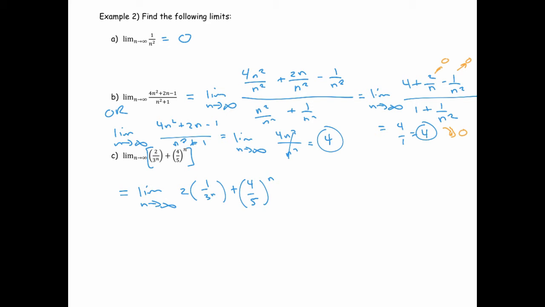And then the next thing I'm going to do is use the fact that the limit of a sum is the sum of the limits. So I can write this as the limit as n goes to infinity of 2 times 1/3 to the n, plus the limit as n goes to infinity of 4/5 to the n. So that's one property of limits: you can just find the sum of the limits individually. So this 2 can come out. That's another property that's useful. Constants can come out.